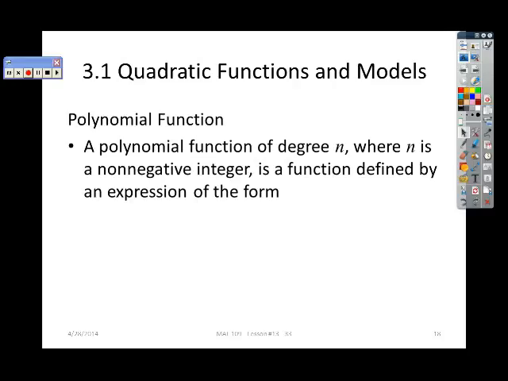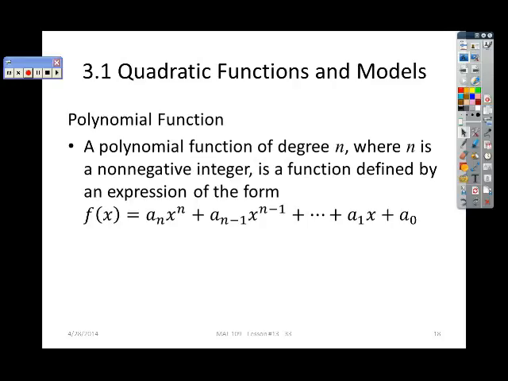And remember, a polynomial is an expression where the exponent on x must be a positive integer, or at least a non-negative one. Cannot be a negative integer, cannot be a fraction. Has to be a whole number, has to be greater than or equal to 0. So a polynomial function of degree n means that n is the highest exponent on x.